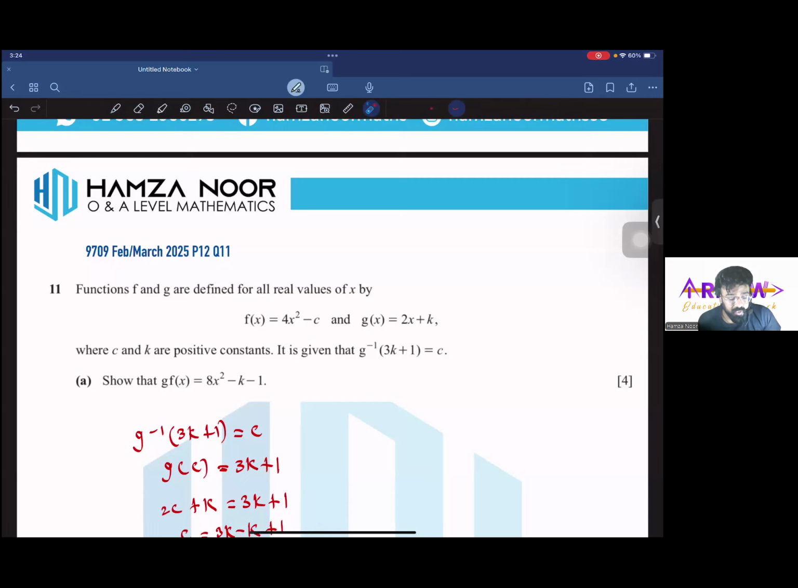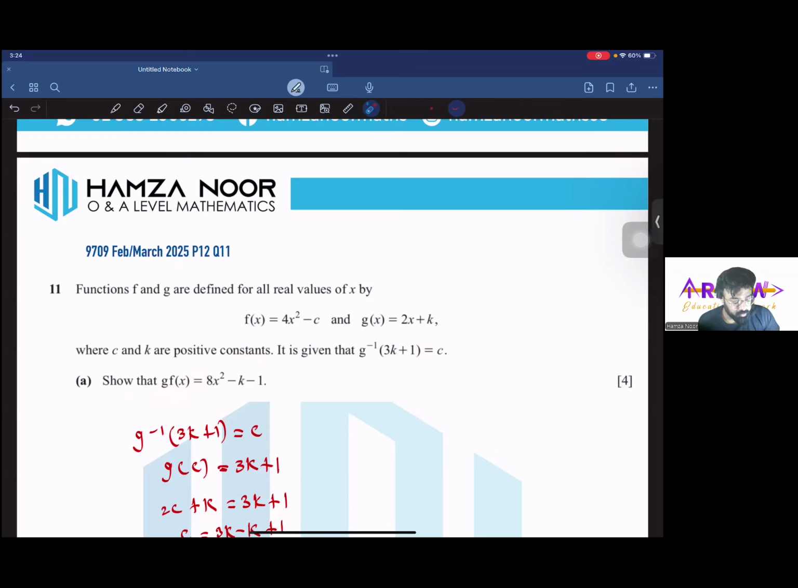So the question says that functions f and g are defined for all real values of x by f(x) = 4x² − c and g(x) = 2x + k, where c and k are positive constants. It is given that g inverse of (3k + 1) is equal to c. The requirement of part A is to show that g(f(x)) = 8x² − k − 1.